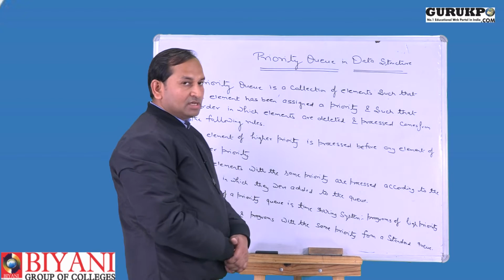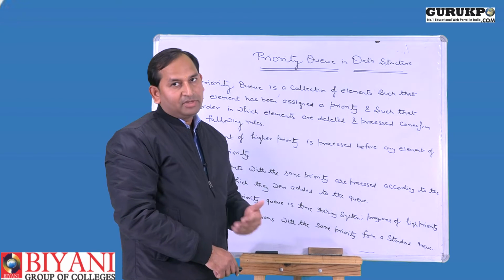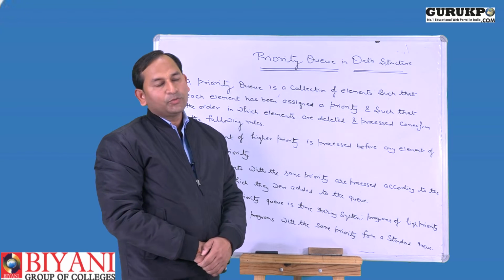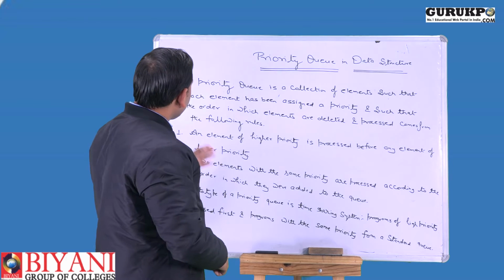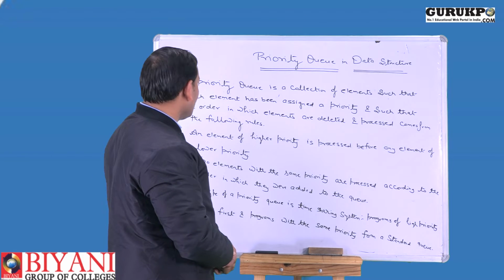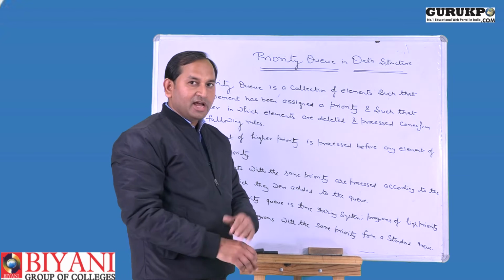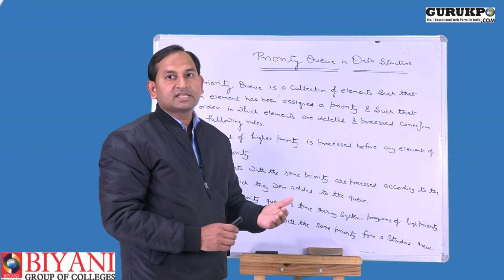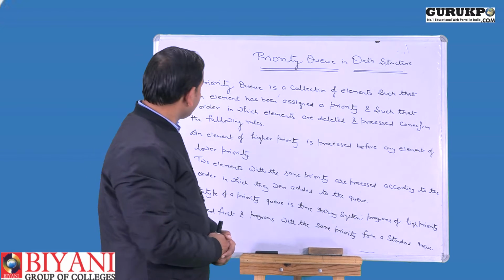So, according to the rules, the particular elements will be processed. There are two rules to process the elements of a priority queue. Rule number 1: an element of higher priority is processed before any element of lower priority. There are two kinds of priority, higher priority or lower priority. So, first we always process the higher priority element.